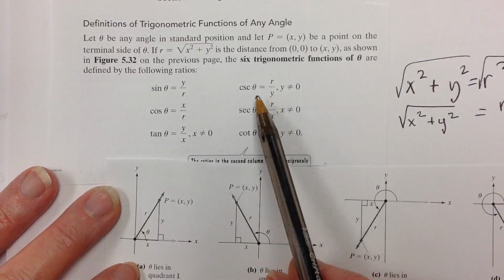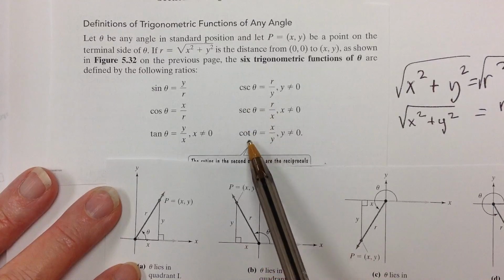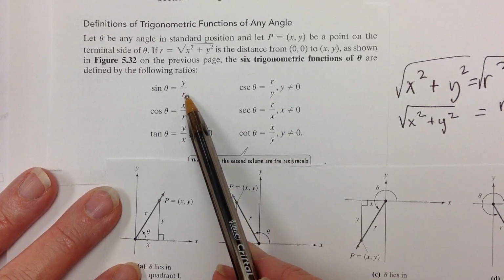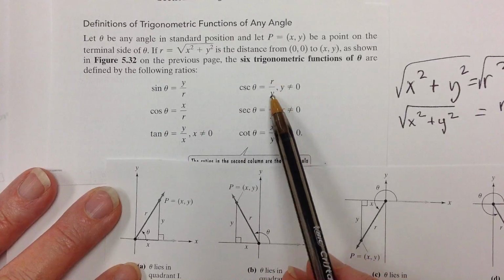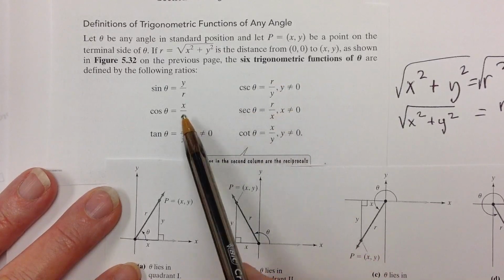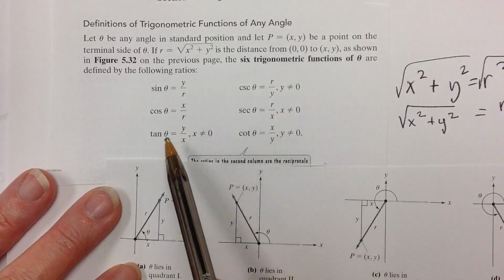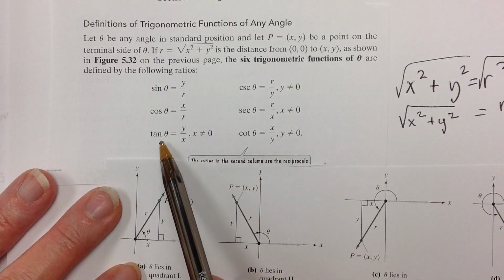Then you would find the cosecant, secant, and cotangent by the reciprocal. The reciprocal of y over r is r over y. Secant is r over x, coming from the reciprocal of cosine. Cotangent is x over y, coming from the reciprocal of tangent.